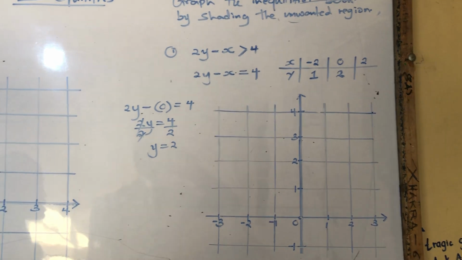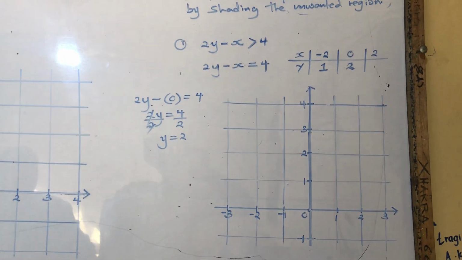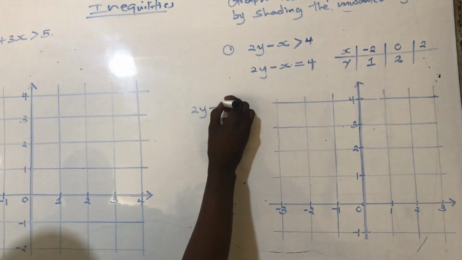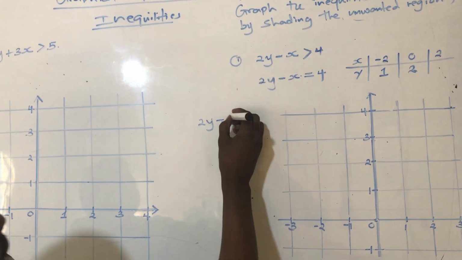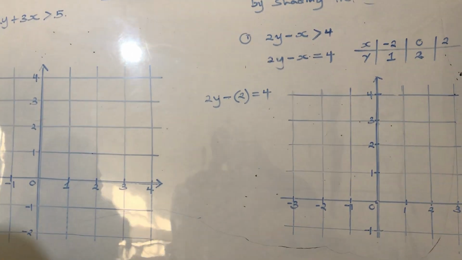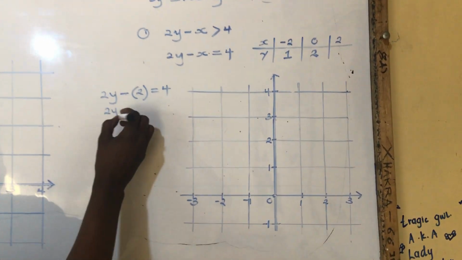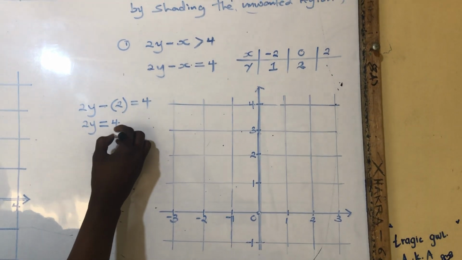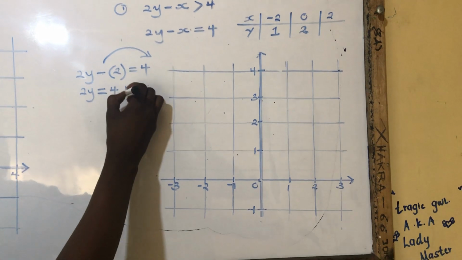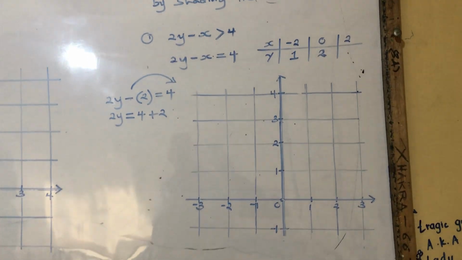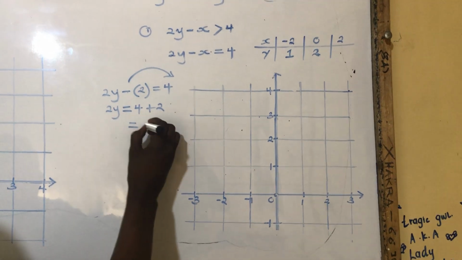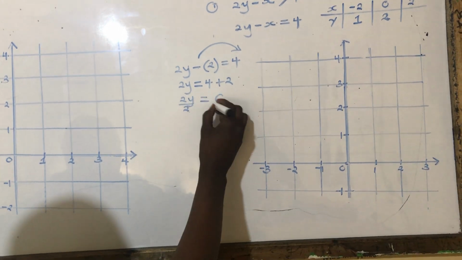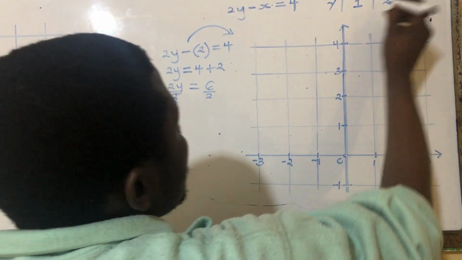Which brings us to the last number. And the last number is 2. What do we do with the 2? I'll have 2y minus x. And in this case here, the x is 2, is equal to 4. This will be 2y. The negative 2 will cross to the other side of the equal sign to become 4. A negative number crossing to the other side should become a positive. 4 plus 2 should give us 6 is equal to 2y. Divide this by 2, this by 2. The value of y becomes 3.